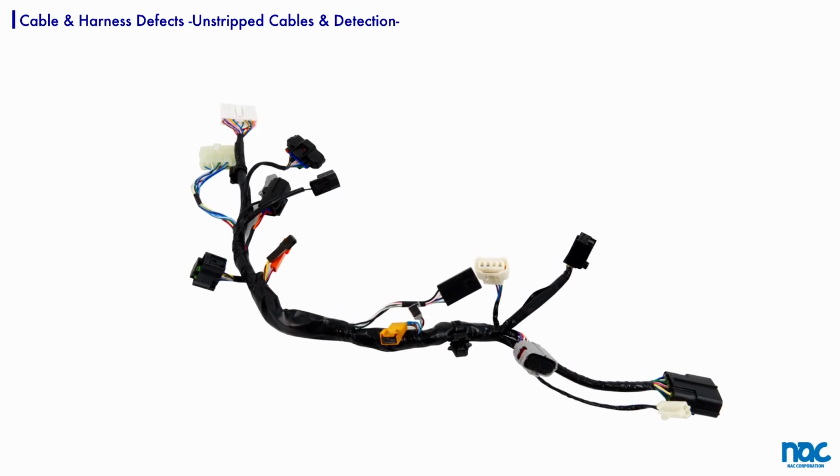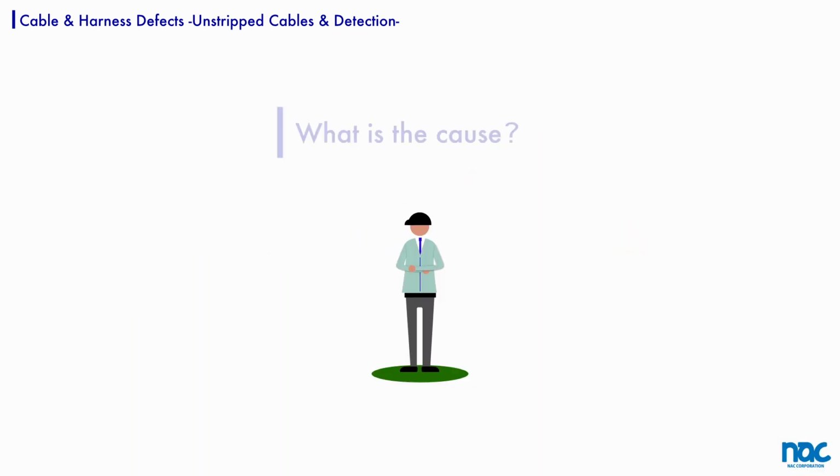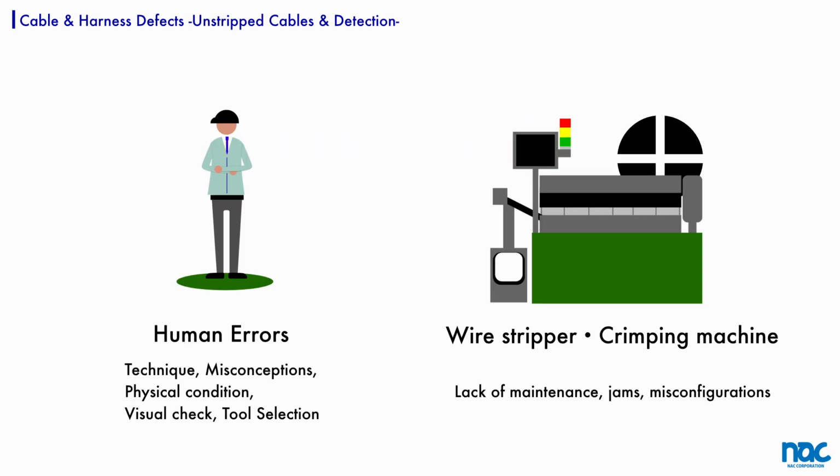Unstripped cable is a processing error in manufacturing cables and harnesses. In this video, we will show you how errors occur and inspections prevent outflows. Unstripped occurs due to human error, and machine stripping errors also occur at a low rate.